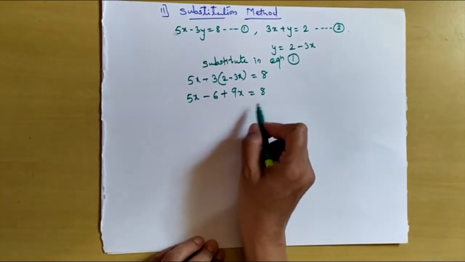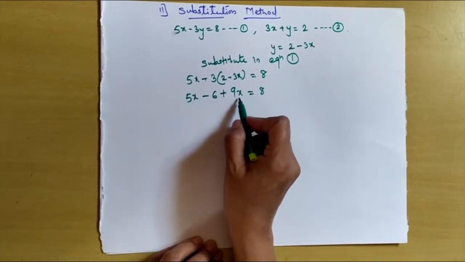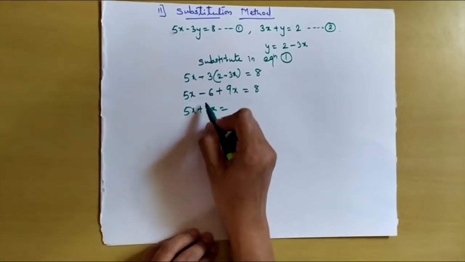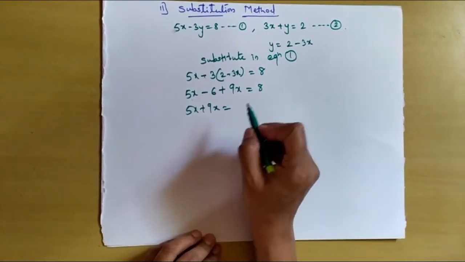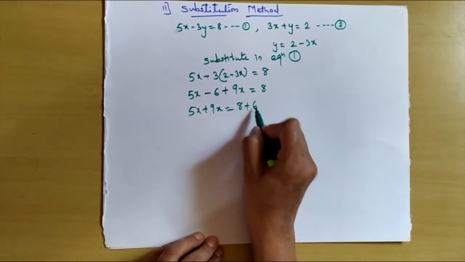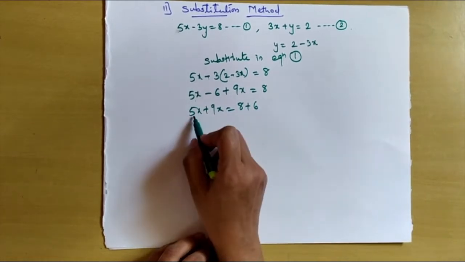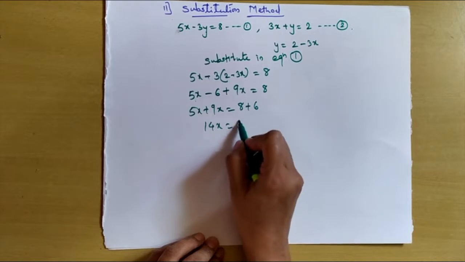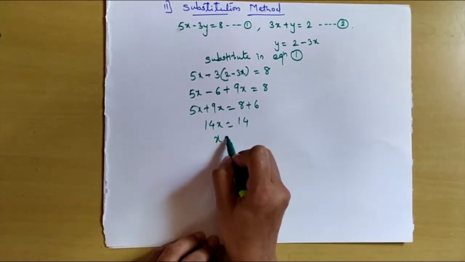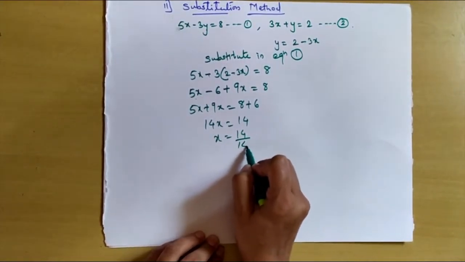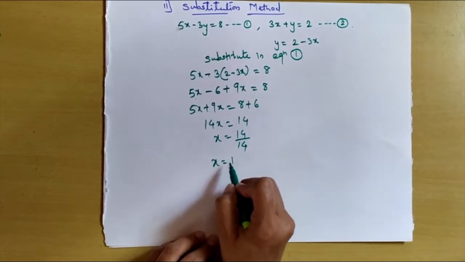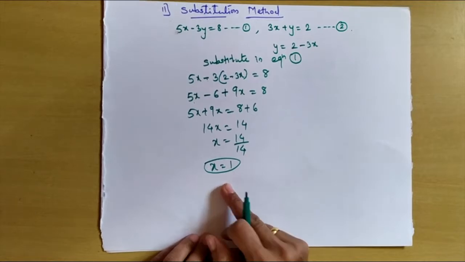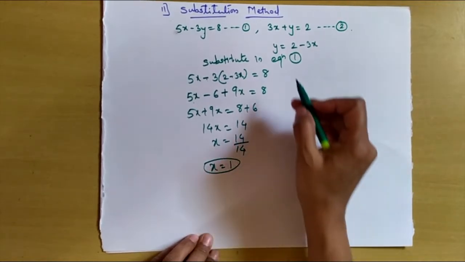Now solve this equation. 5x and 9x will get added and transfer minus 6 to the other side. It will change to plus 6. What is 5x plus 9x? It is 14x. 8 plus 6 also 14. So you are getting x is equal to 14 by 14. So you get x equal to 1. Now I got the value of x. The next step is you have to find value of y.